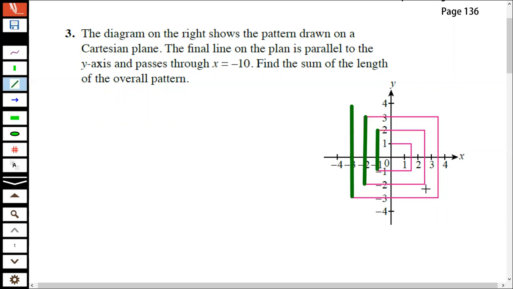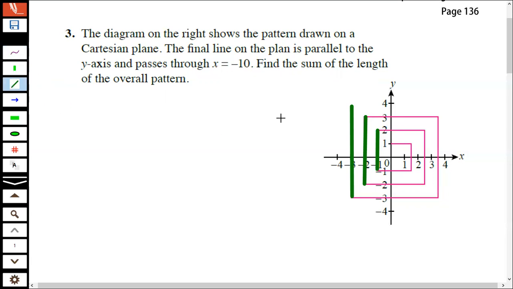If we look at all these lines, they are perfectly standing on top of the values there: -1, then this is -2, and this is -3. That means the green lines are standing on top of the perfect values: -1, -2, -3, -4, -5 until -10. You know why? Because they say the last line should be x equals -10. That means your last line.